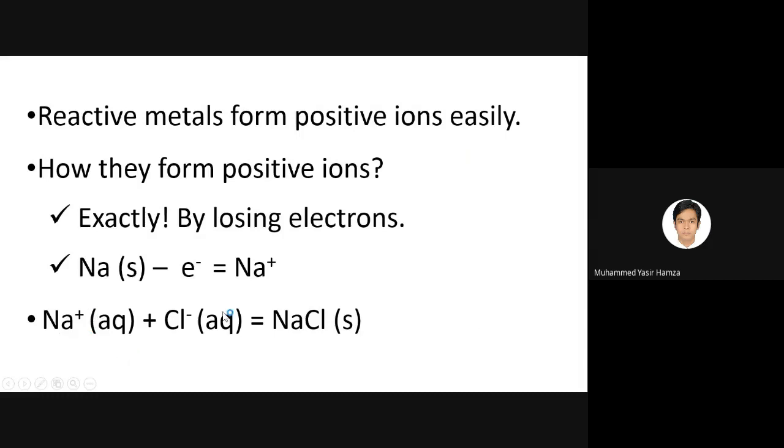Here you can see the very important thing to note down: the state of these ions is aqueous. Aqueous means when an ion or solute is dissolved in water. That means when the solvent is water, then we will write the state as aqueous, and solid, we know what is solid. Okay, so by losing electrons they actually form compounds. Actually they take part in chemical reactions. So the metals which form positive ions easily are more reactive, right?